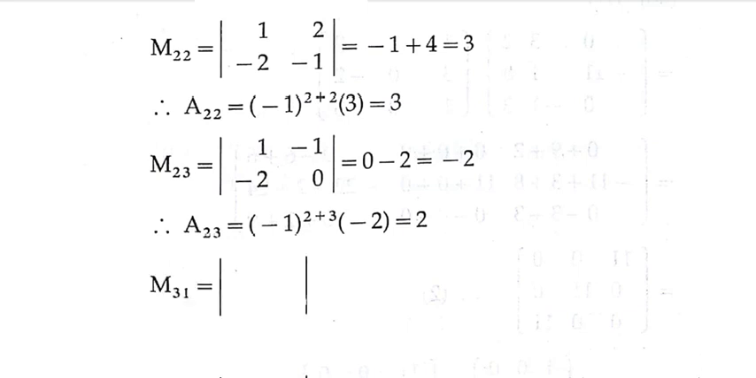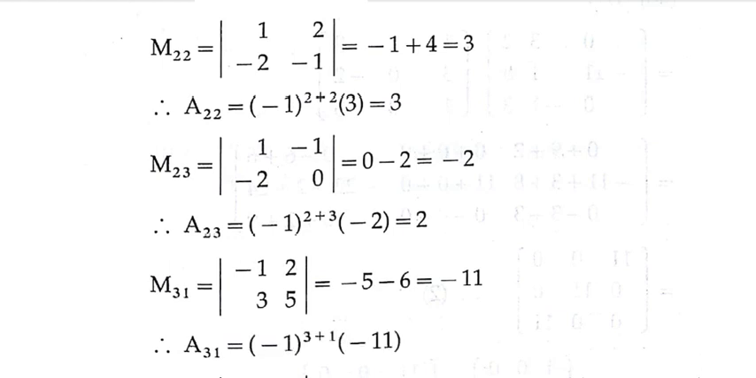Next is M31. For finding M31, we have to delete third row, first column. After deleting third row, first column, we get minus 1, 2, 3, 5. Then cross multiply: minus 1 into 5 is minus 5, minus 3 into 2 is minus 6, which is equal to minus 11. The respective cofactor is minus 1 raised to 3 plus 1 into minus 11. Because 3 plus 1 is 4, minus 1 raised to 4 is plus 1, and plus 1 into minus 11 results in minus 11.